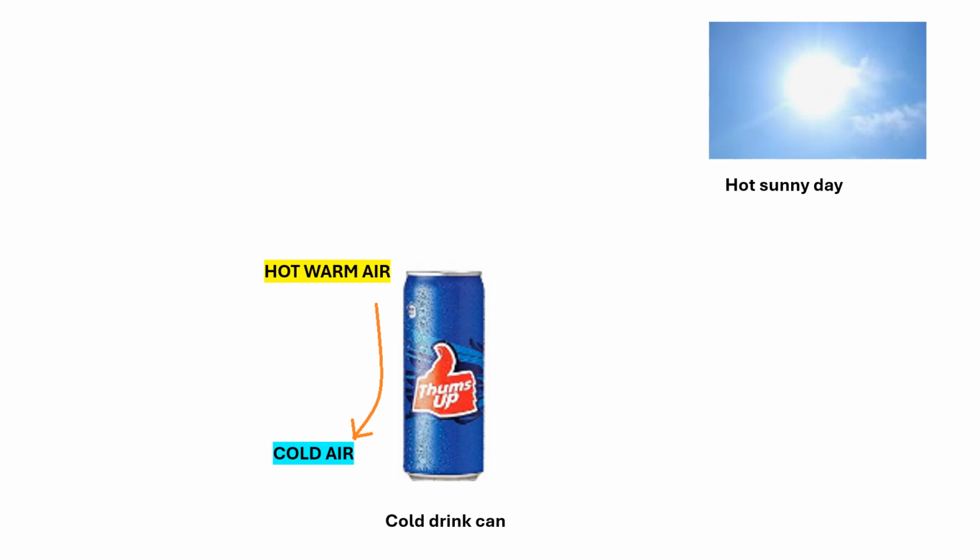Why cold air at the bottom and warm air at the top? We know that density is inversely proportional to temperature. So density will reduce with the increase in temperature. The hot warm air has lower density than the cold air, and so it should be at the top, whereas the cold air would be weighing heavy. It would be heavier than the warm air. So it goes at the bottom. So this is the direction of the air near the cold drink can.